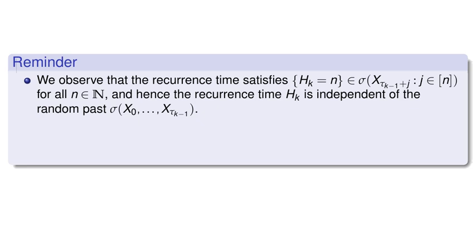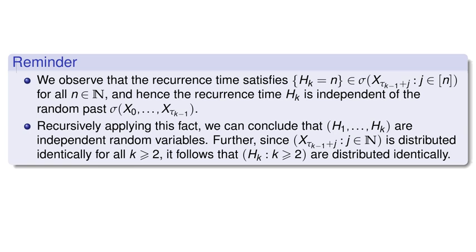We observe that the recurrence time satisfies the condition that the set {H_k = n} is an element of σ(X_{τ_{k-1}+j} for j in the range 1 to n) for all n in ℕ. Hence, the recurrence time H_k is independent of the random past σ(X₀ through X_{τ_{k-1}}).